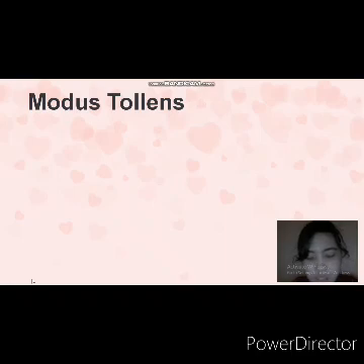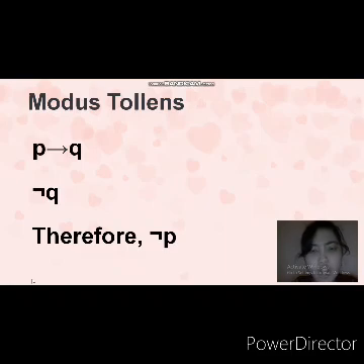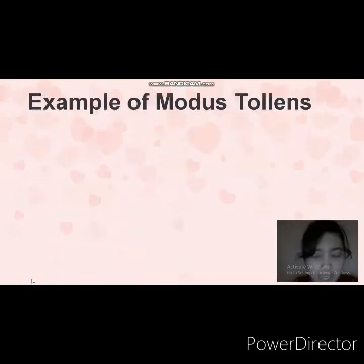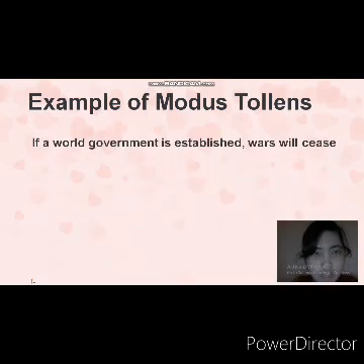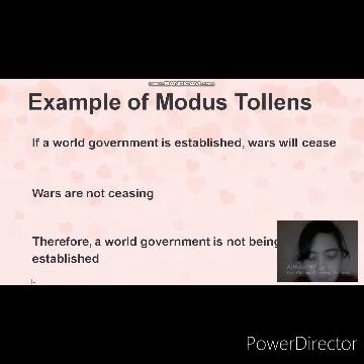Rule of modus tollens. If P then Q, the negation of Q, therefore the negation of P. Example: if a world government is established, wars will cease. Wars are not ceasing. Therefore, a world government is not being established.